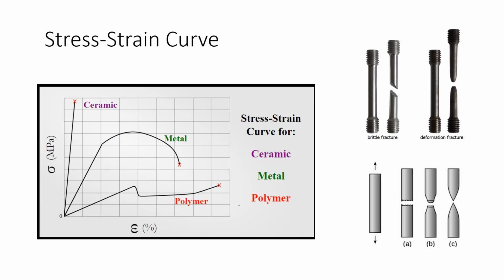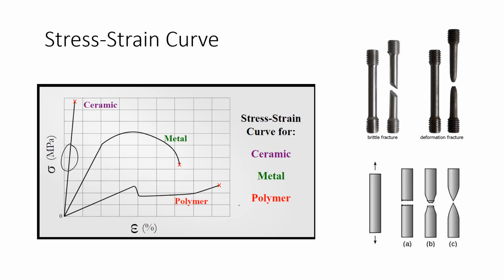In fact, if we do the same test on a brittle material such as a ceramic, the material used to make, for example, your coffee mug, the graph would look very different. The slope is going to be much higher, right, because the ceramic is a lot stiffer. It will not stretch much at all before it breaks. So it's essentially going to go straight up and then break.